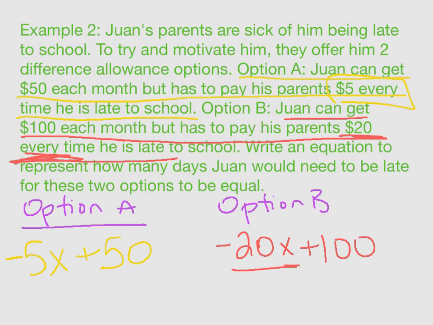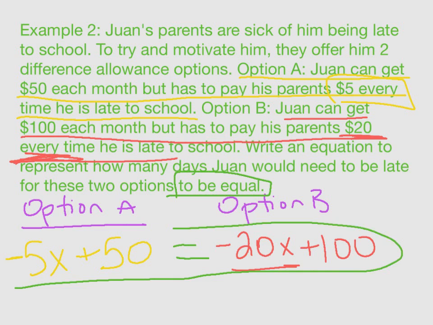So after I have my two expressions made for each option, the last thing I have to do is figure out when will they be equal. Now, not actually figuring out the math, but simply making an equation that shows when they would be equal. And the only thing I have to do for that is put an equal sign in between those two expressions.